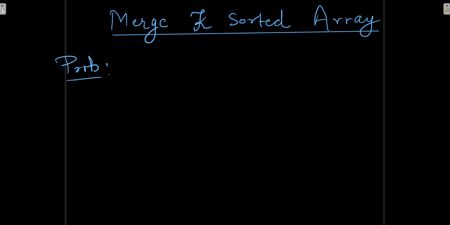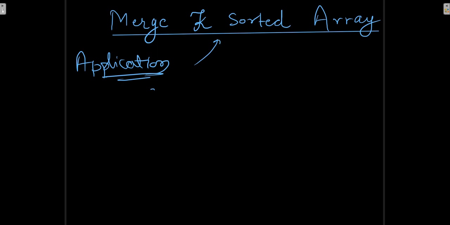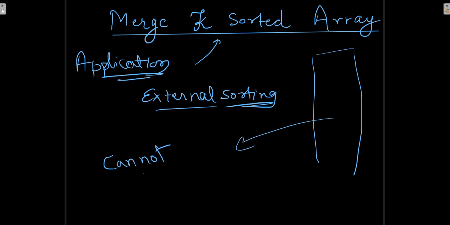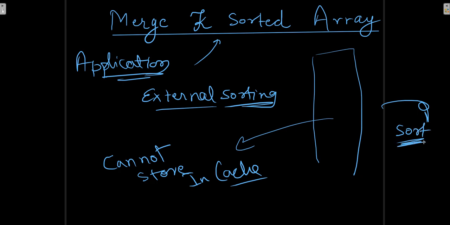Other than that, I also need to say one thing I know about this problem statement, its application. One application that I know about this merge k sorted arrays problem is external sorting. Now what is external sorting? Let's say you have a very big log file that cannot be stored in cache, and you need to sort it. So what can you do?